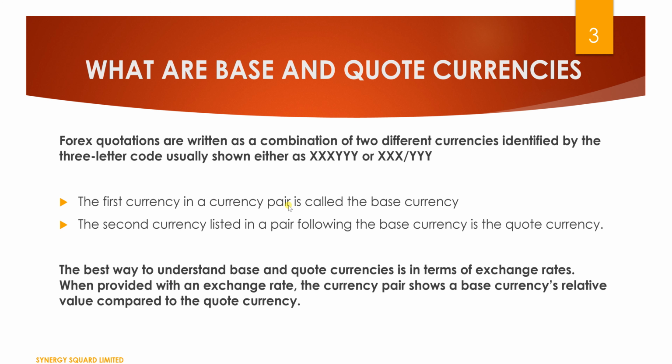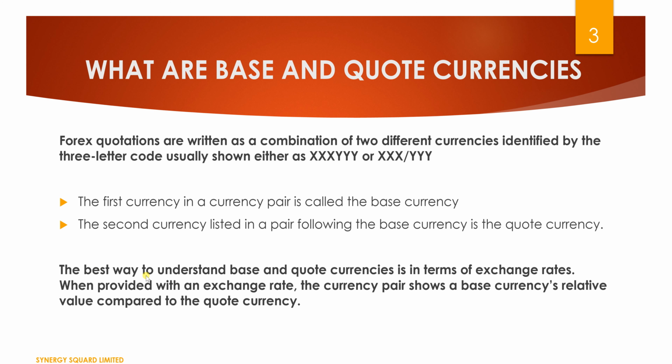The first three-letter currency in a currency pair is called the base currency. This happens to be the base currency, while the second three-letter currency listed in a pair, following the base currency, is the quote currency. This simply means that this first three is the base currency, while this last three is the quote currency, which can also be written like this.